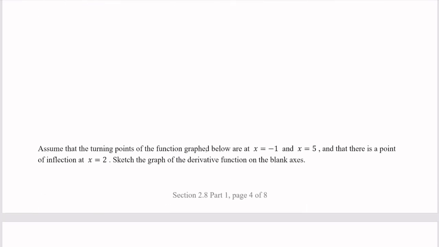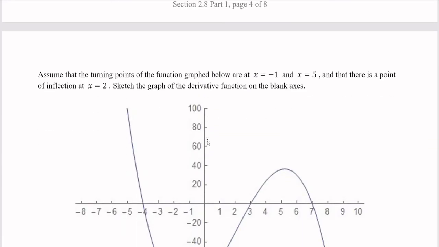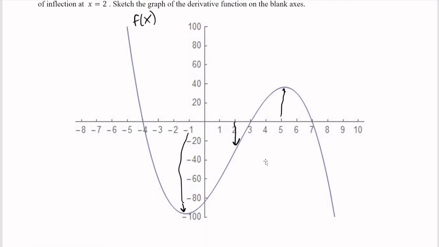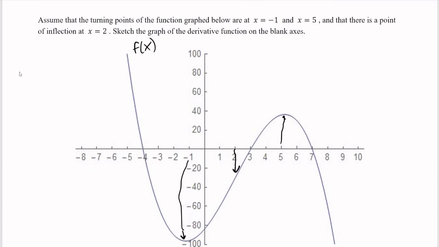All right. So let's try another example. It says assume the turning points of the function graphed below are at x equals -1, so that's just here, x equals -1, x equals 5. And there's a point of inflection at x equals 2. Okay. Sketch the graph of the derivative function on the blank. So this maybe sounds very scary, but it's not too bad. We just got to think about this. We have to go connection, f of x to f prime.